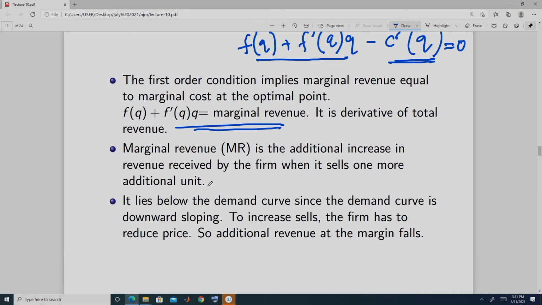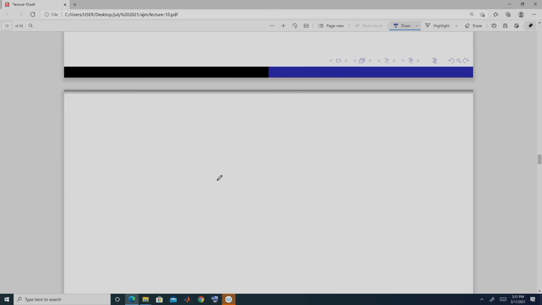Now, the marginal revenue curve is always going to lie below the demand curve. Why? Because we know from the demand curve that if you want to sell more, you have to reduce the price. So if you want to sell one more unit, you have to reduce the price. So the price is falling, and price into quantity gives you the revenue. So the revenue is going to go down, which you can see from here.